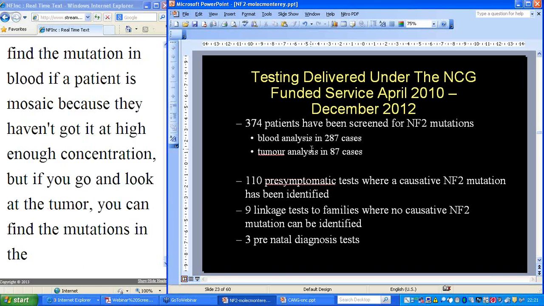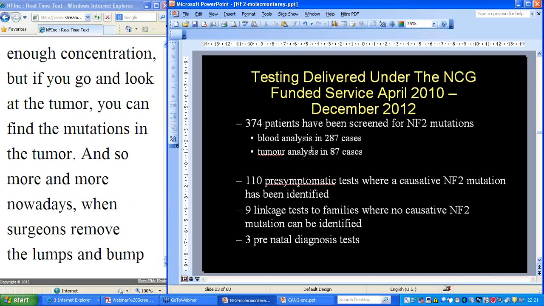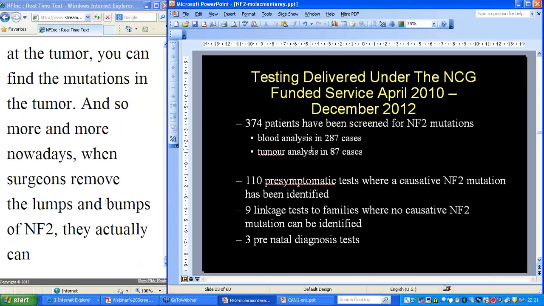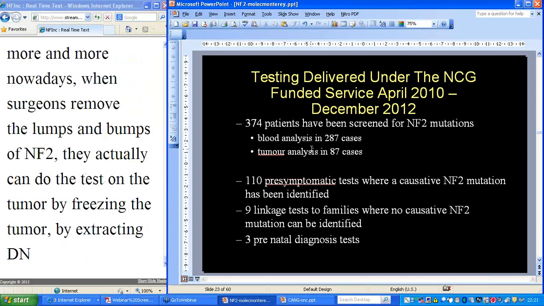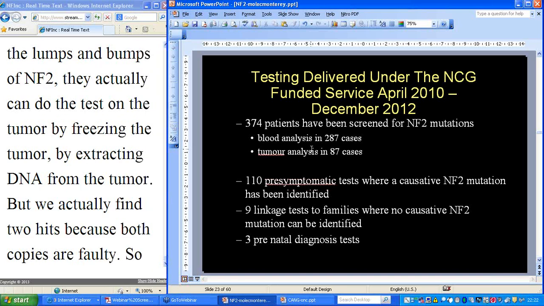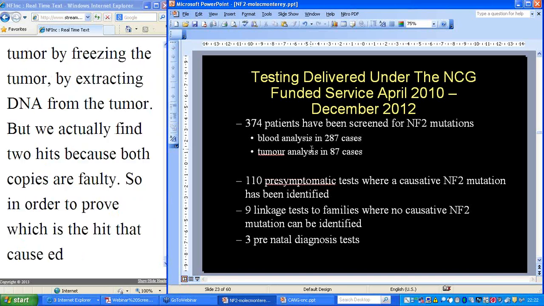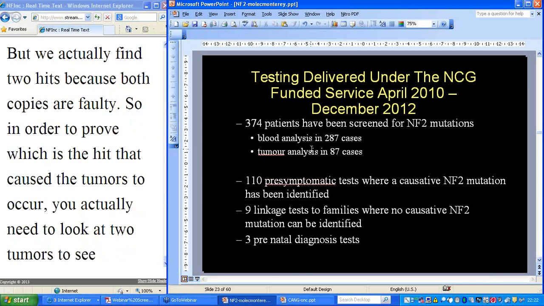And so more and more nowadays, when surgeons remove the lumps and bumps of NF2, they actually can do the test on the tumor by freezing the tumor, by extracting DNA from the tumor. But we actually find 2 hits, because both copies are faulty. So in order to prove which is the hit that caused the tumors to occur, you actually need to look at 2 tumors to see which genetic fault is the same in both tumors.